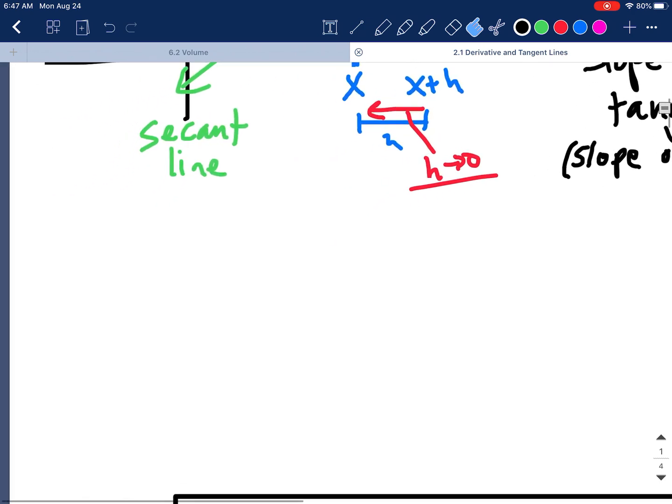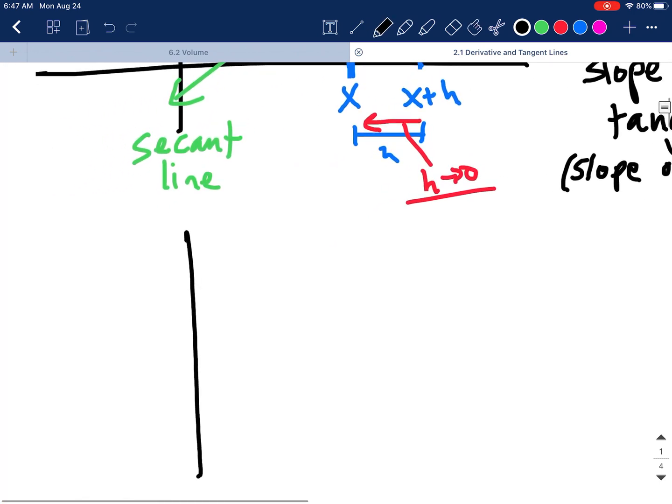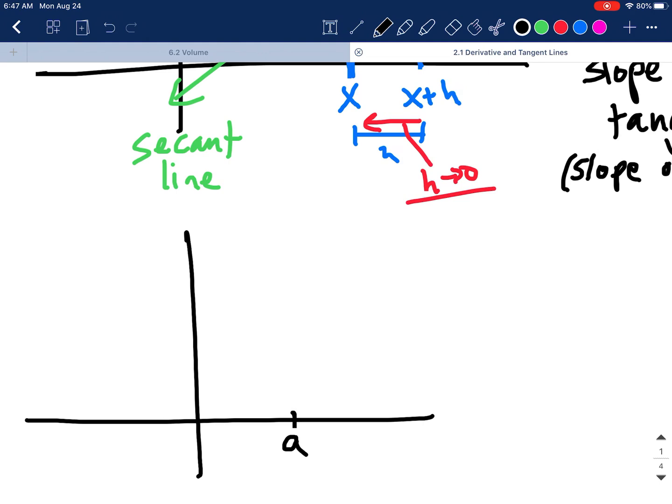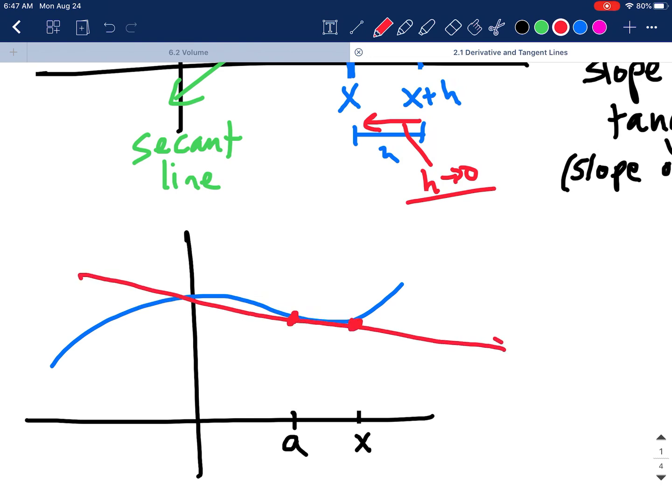And just note, we could do the same process if we called this a, and we move some distance x away. So if I wanted to find the slope at a, so I want to know the specific slope. Let's call this f of x.